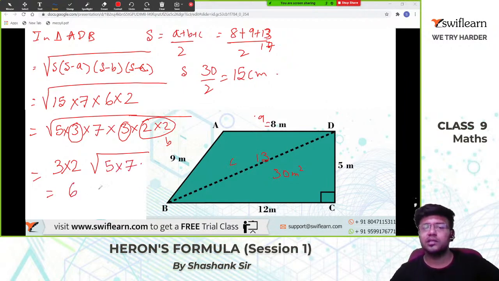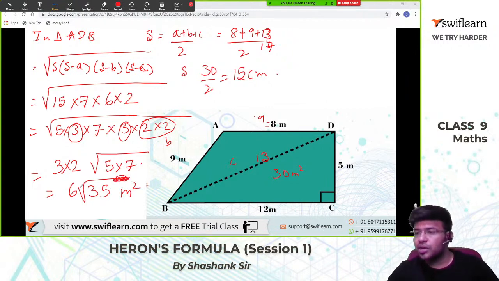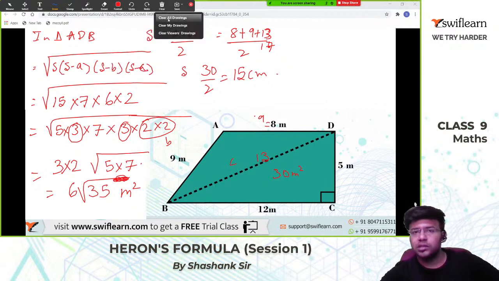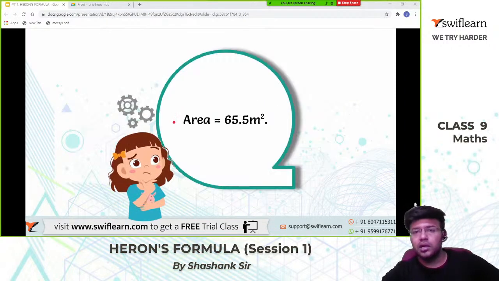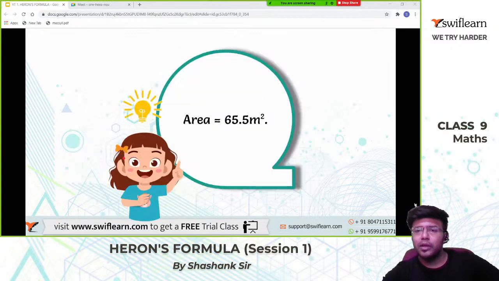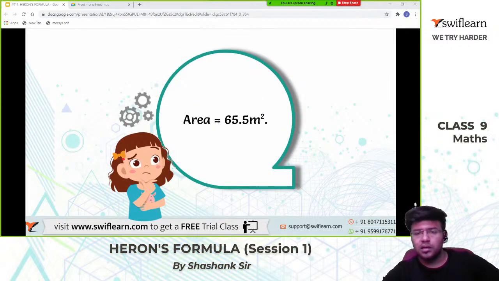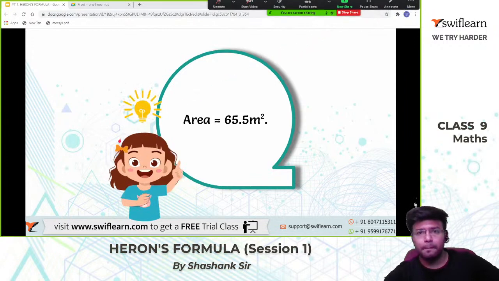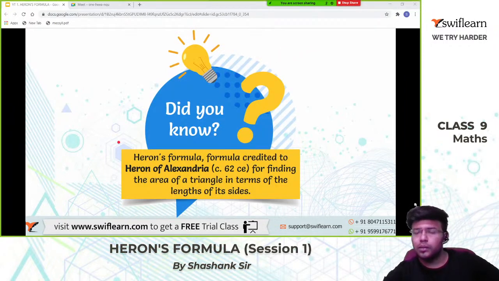3 into 2 is 6. 7 5 is 35. Okay. Meter square. Okay, meter square root के अंदर मत लिखो. Yes, 6 square root 35 meter square is the right answer. Yes, any doubts in this? This is the answer. And you add them, you get this. Yes, or also you can write this plus this. ऐसा भी कर सकते हैं. Okay. Yes. Okay, this is a fun fact.